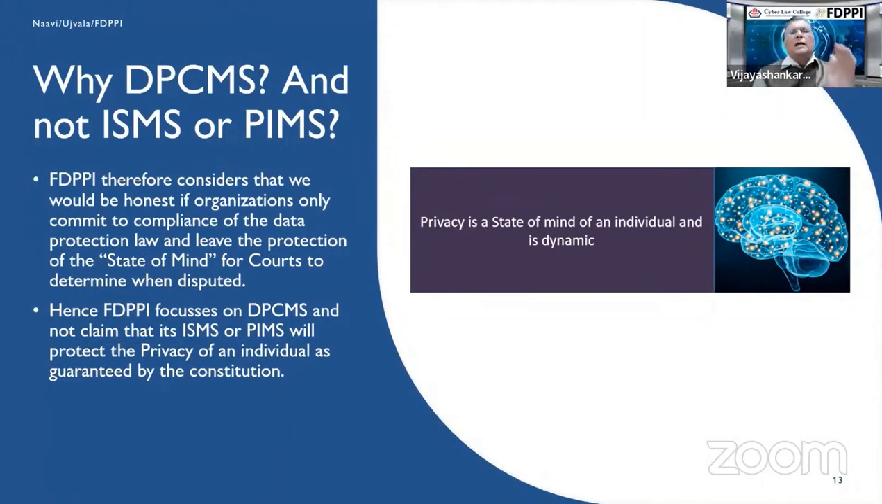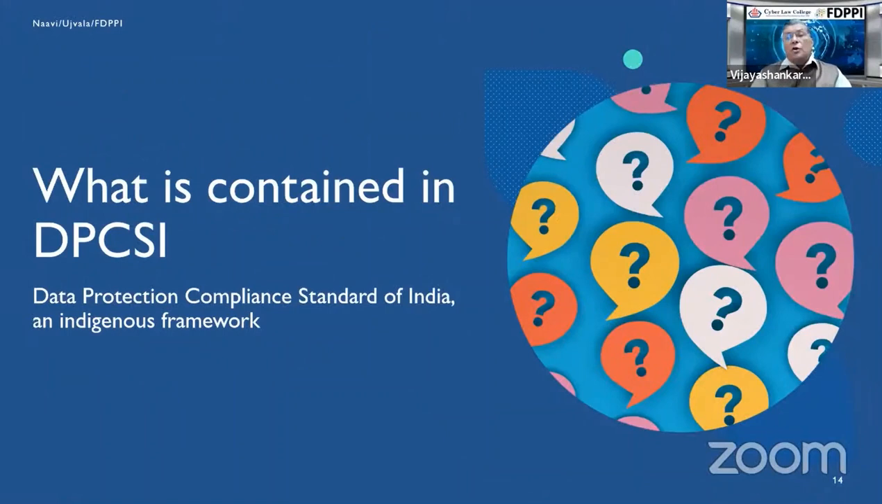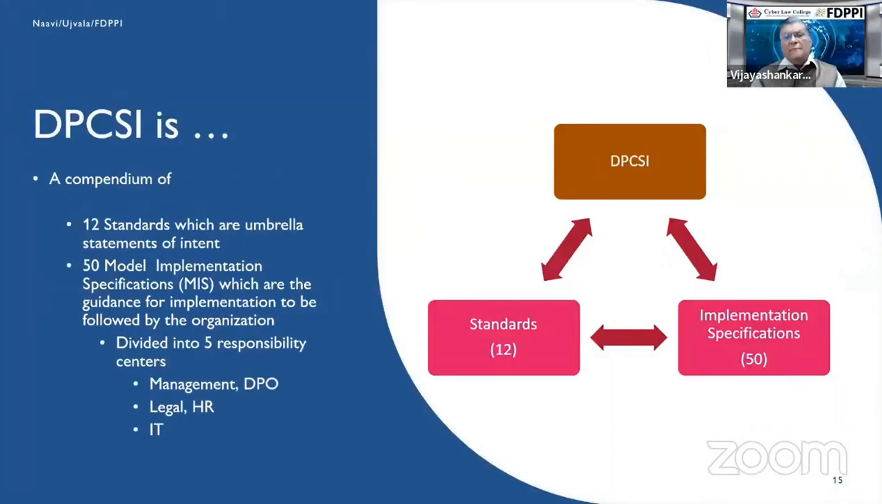Therefore, what is more realistic is for an organization to be open and say, we will comply with the law. It is for the law to comply with the privacy requirements. And if there is a dispute, we will discuss it in the court of law. So with this idea, we have constructed this data protection compliance standard of India, which contains 12 standards and 50 implementation specifications. This is the framework on which DTS is being calculated. That is why we need to understand this framework.